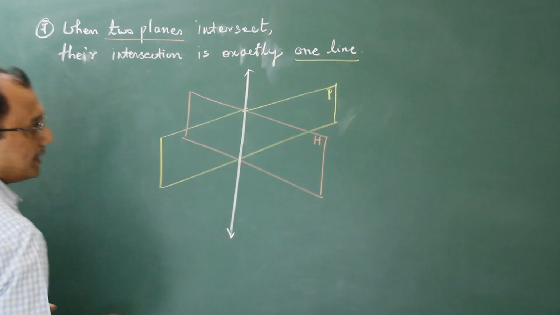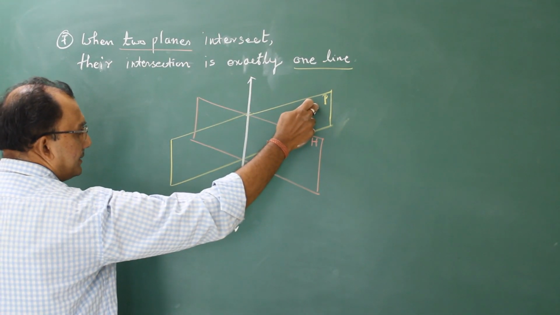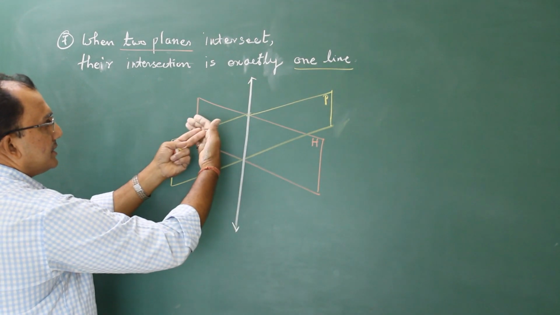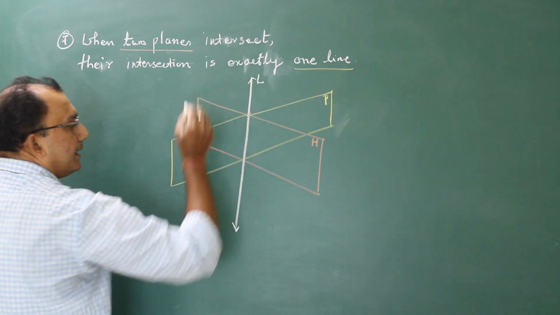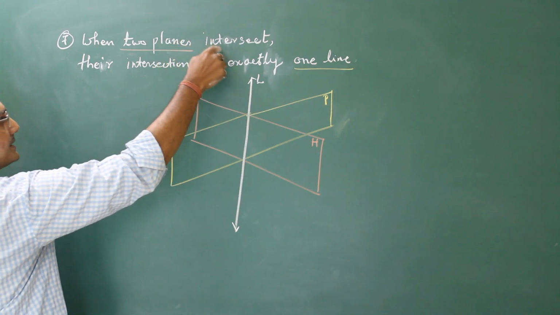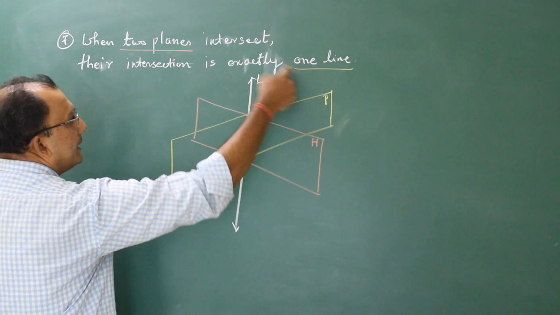Did you get it? Now we are having two planes, plane H and plane P. Both of them are intersecting. Because of the intersection, one line is formed, and that is line L. So two planes intersecting gives rise to exactly one line.